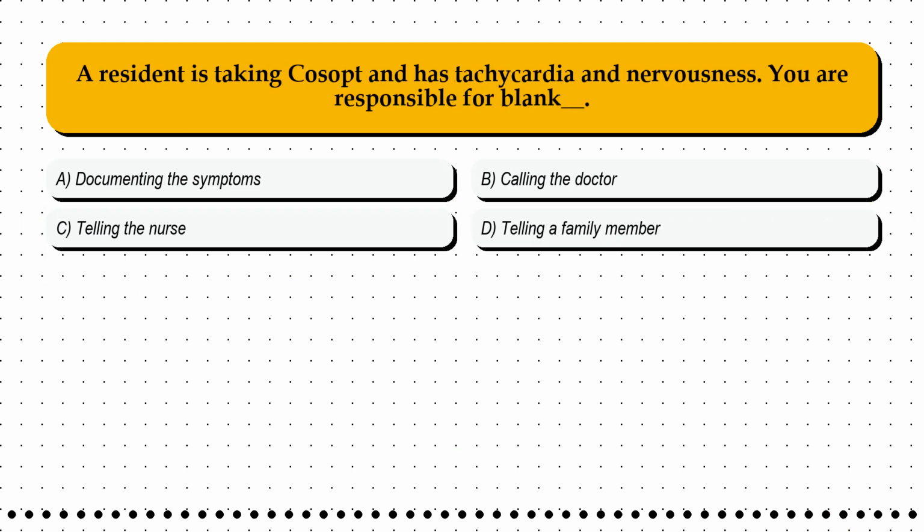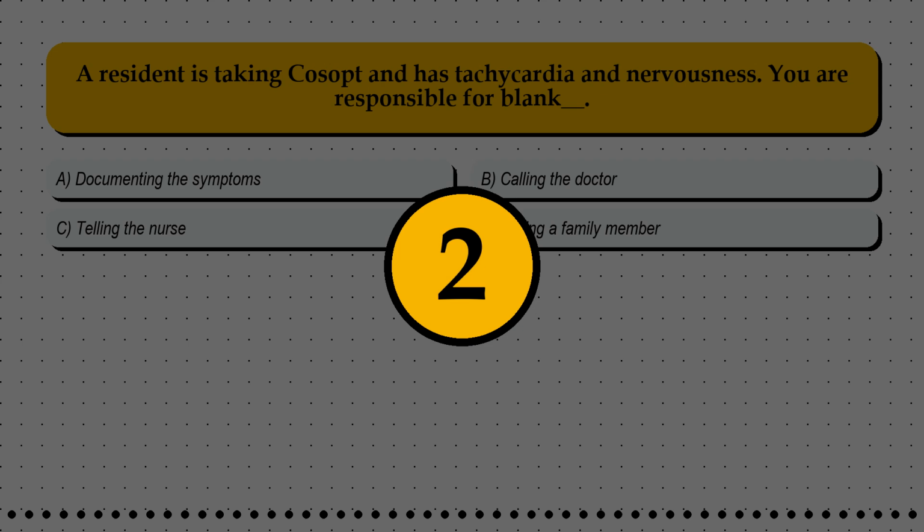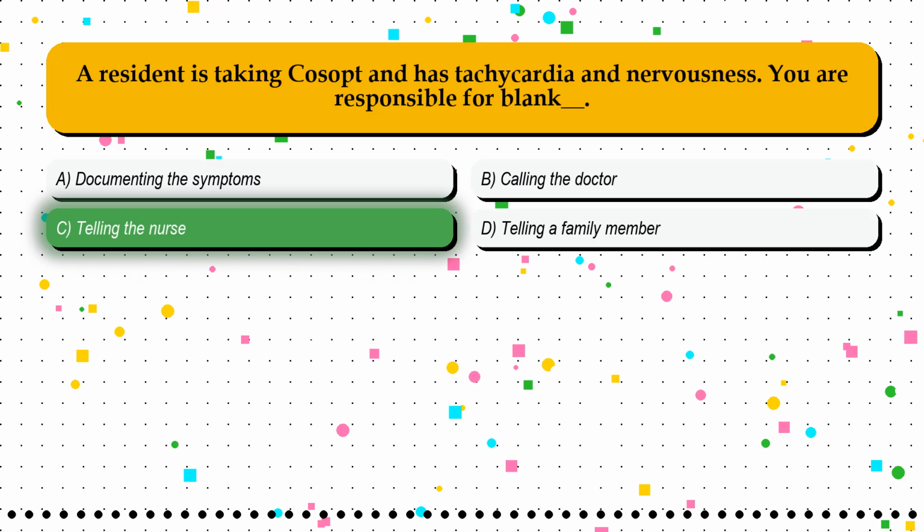Question 180. A resident is taking Cosopt and has tachycardia and nervousness. You are responsible for blank. Option A, documenting the symptoms. Option B, calling the doctor. Option C, telling the nurse. Option D, telling a family member. The correct answer is option C, telling the nurse.